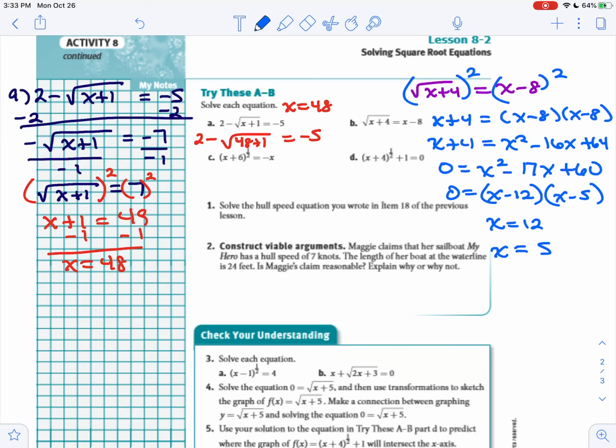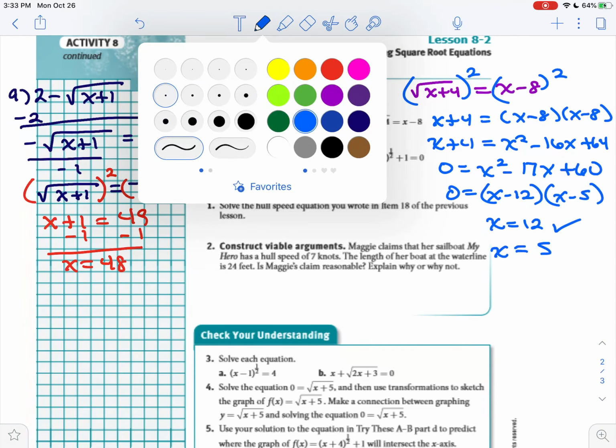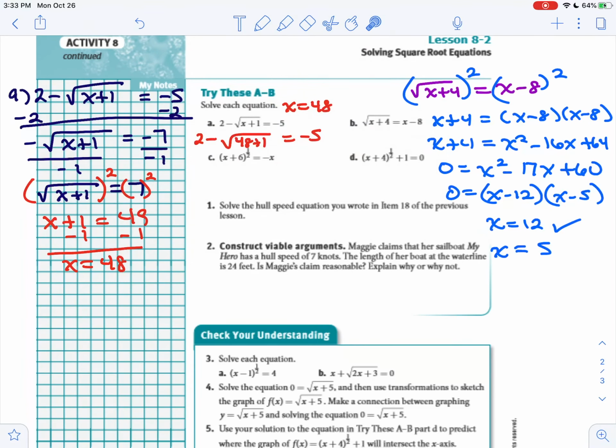I'll start by checking 12. So 12 plus 4 is 16. Square roots out to 4. And 12 minus 8 is also 4. That one checks out.